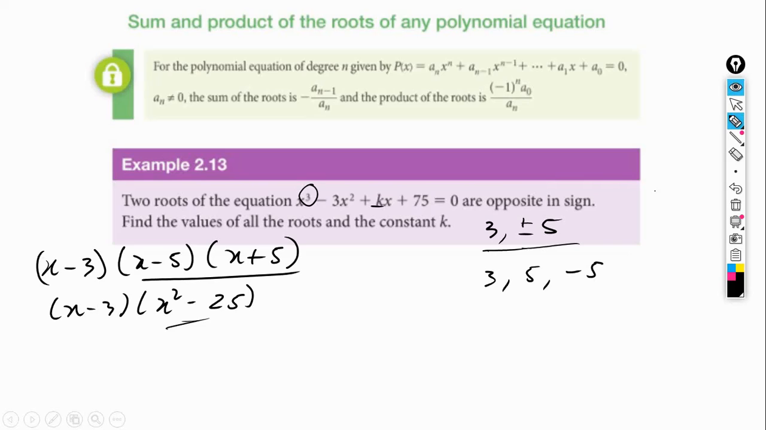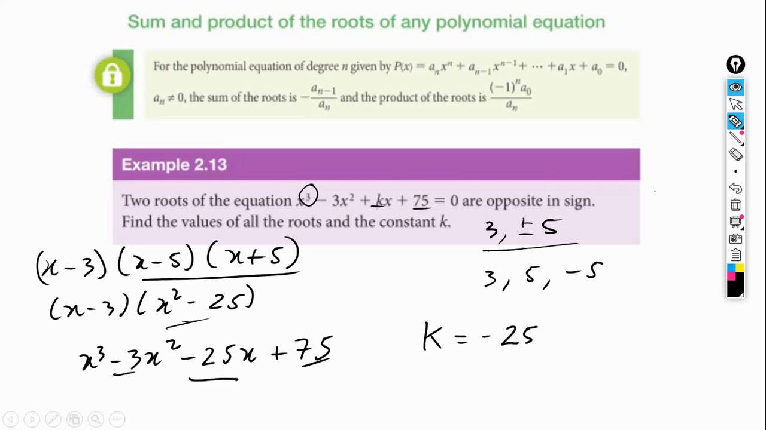you're going to get x cubed minus 3x squared minus 25x plus 75. Notice that if we compare this to the original polynomial here, we have the same coefficients, right? We have 1 for the first coefficient, we have -3 for the second one, and then the last one is 75, the last term, 75. So that means that k has to equal -25.